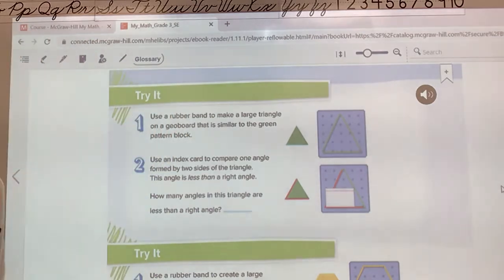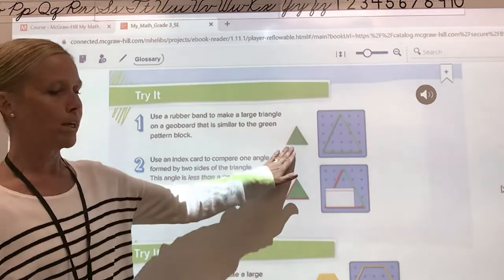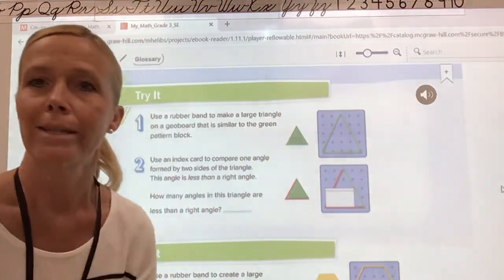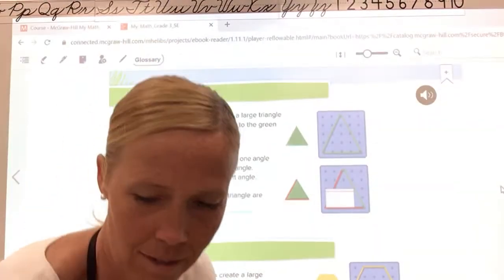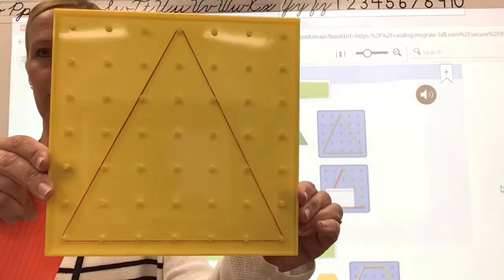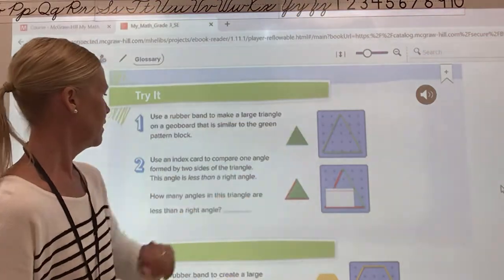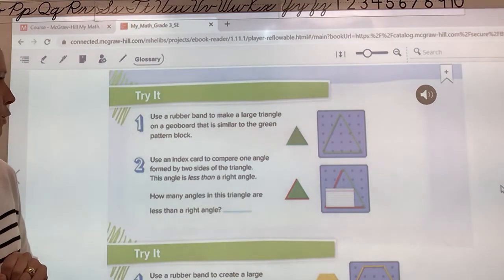Use a rubber band to make a large triangle on a geoboard that is similar to the green pattern block. Yep, you guessed it. Mrs. Shreddy has one ready. Let's see. So here's my triangle on my geoboard, like the one in the book. It says use an index card to compare one angle formed by 2 sides of the triangle.